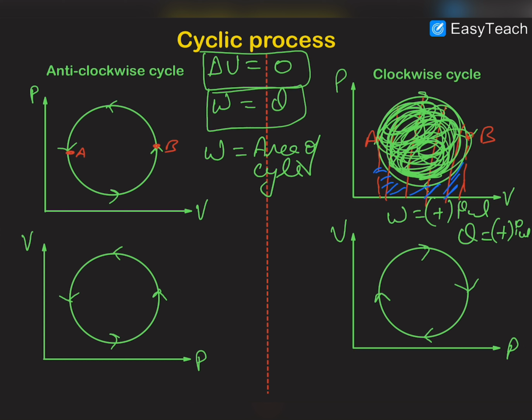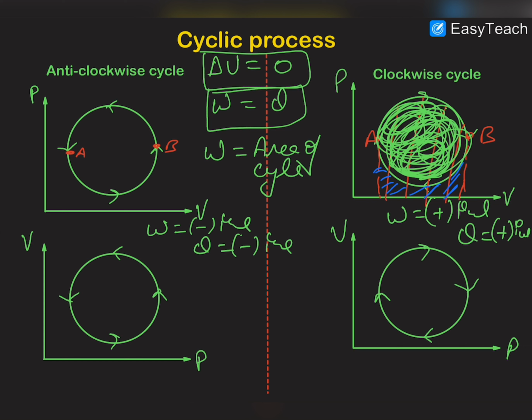But in the case of an anti-clockwise cycle, you can see that this graph which is coming from B to A is a compression graph, and this compression is occurring at higher pressures, and this expansion is occurring at lower pressures. So the bigger work done would be of compression. Therefore the net work done in an anti-clockwise cycle would be negative and Q will be negative.